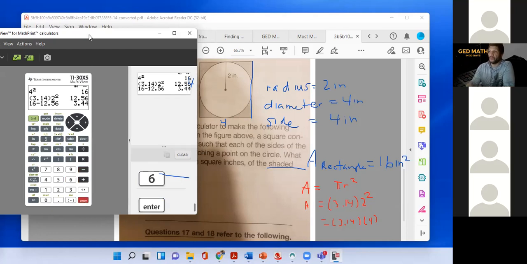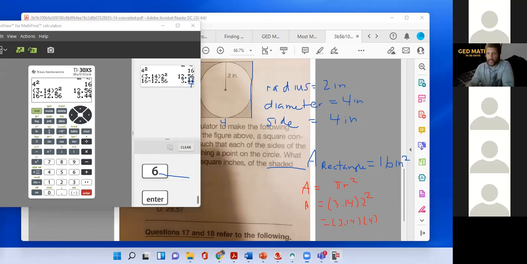And whatever is left, that's the shaded area. So look what we did. You have to break this down. We have to use critical thinking here. We know how to find the area of a rectangle. We know how to find the area of a circle. But that shaded region is the area of the rectangle minus, or subtract, the area of the circle.